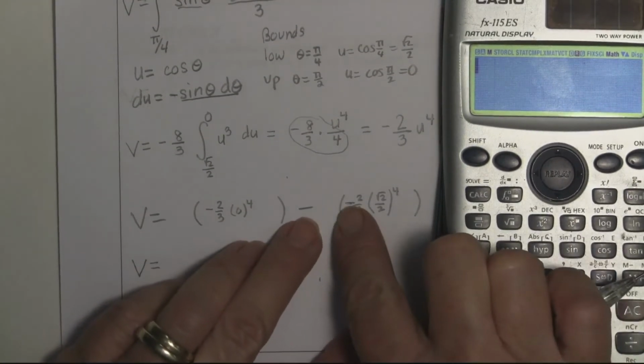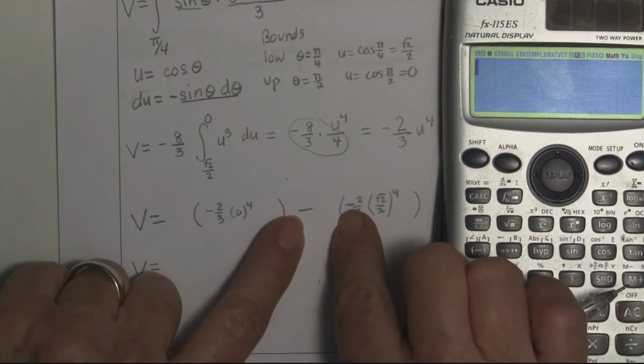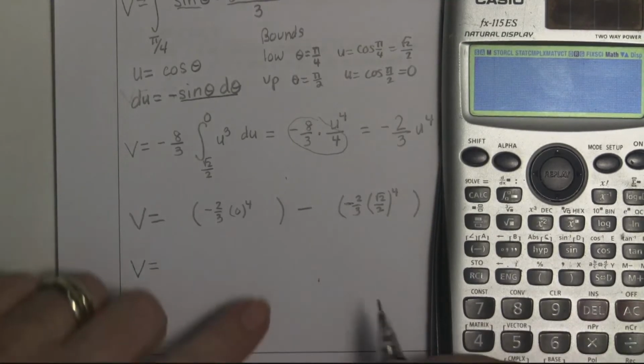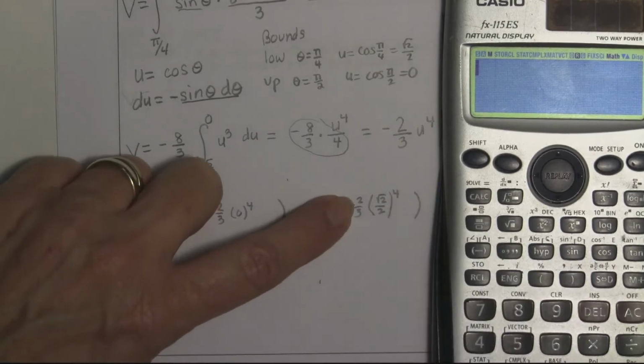Now, a negative times a negative, this part's 0, and so that part's gone. And a negative times a negative is a positive. I think I'm kind of glad about that because volume seems like it should be positive. And then here, 2/3, right, because I already got rid of the negative.